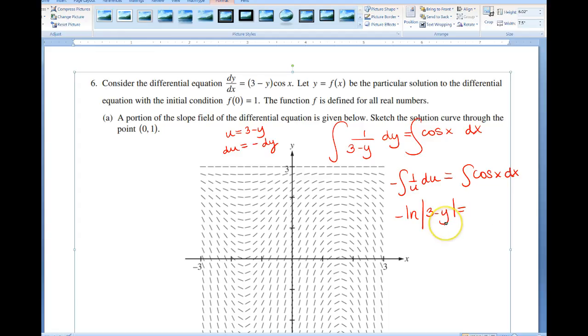Do you understand? I replaced the u with the 3 minus y right away. And then the antiderivative for cosine is sine, and then we get a plus c, right? And then you plug this back in to figure out your c, and then you solve for y. Do you want to try that one on your own? Or do you think you're okay with it?